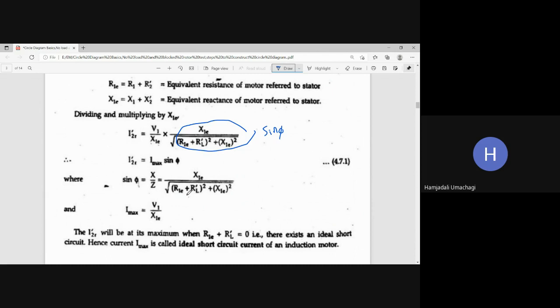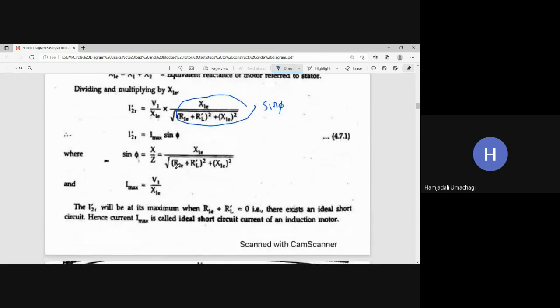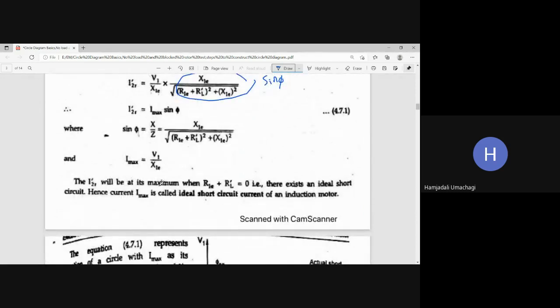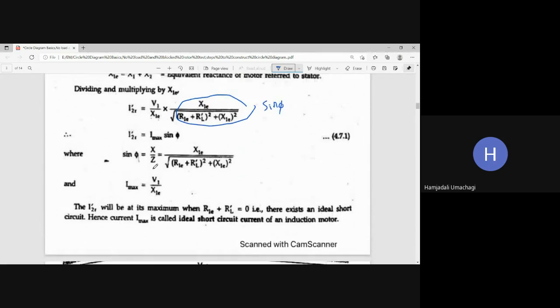Now this Imax is nothing but the ratio of V1, the stator voltage, upon the equivalent reactance of the induction motor referred to the stator side, that is X1E. So this is Imax and this is sine phi. Therefore, I dash 2R is equal to Imax into sine phi. I dash 2R will be at its maximum when we get maximum current, provided the resistance is zero. Here the resistance is R1E plus RL dash, so if R1E plus RL dash is 0, then this current I dash 2R will be maximum.